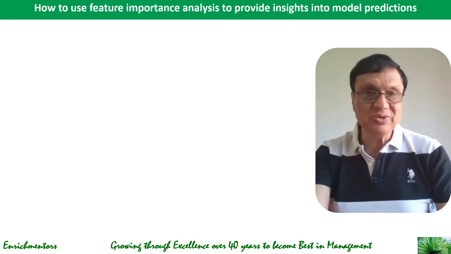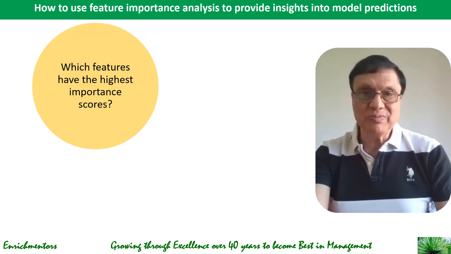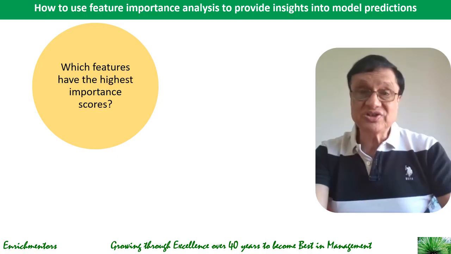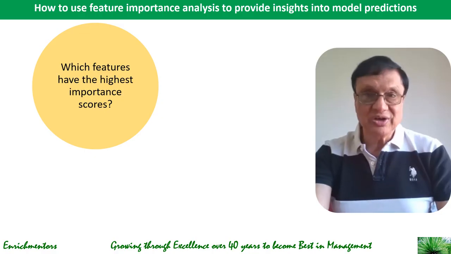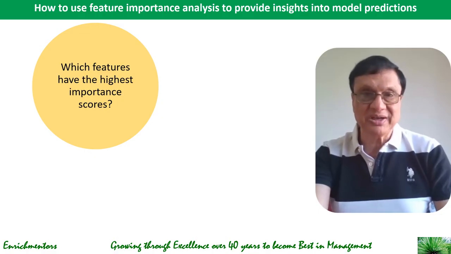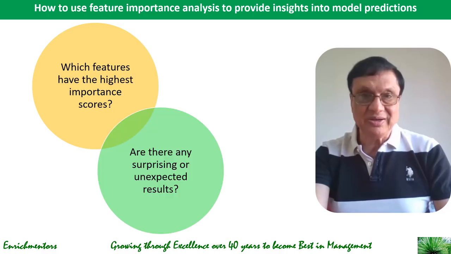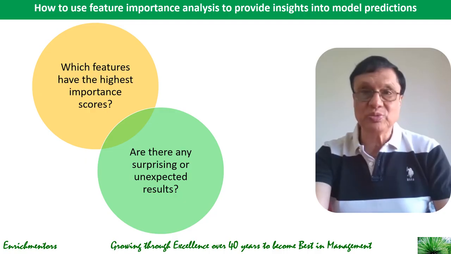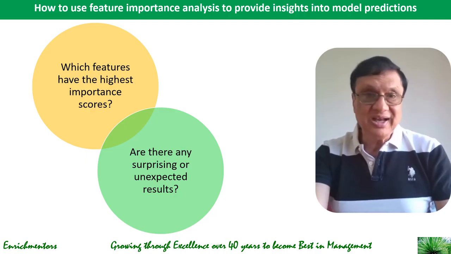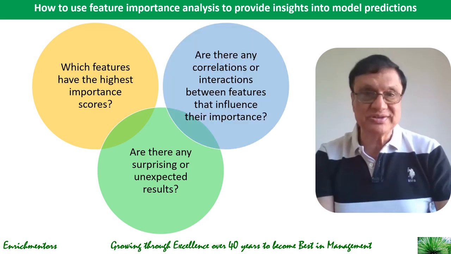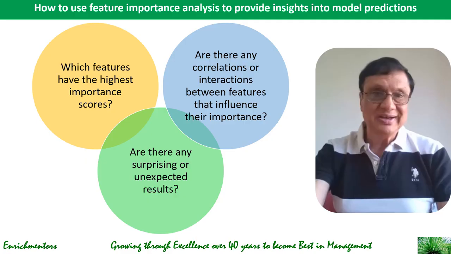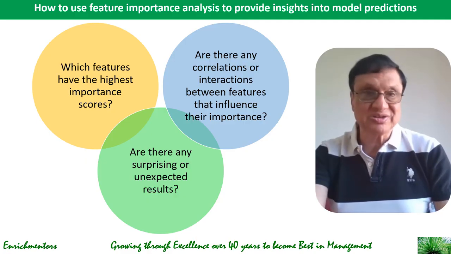The first question that you need to ask is, what features have the highest importance scores, which are at the top of the feature list? These are the most influential features in making predictions. The second thing that you can ask is, are there any surprising or unexpected results? For example, are there features with low importance scores that were expected to be important? Then the last thing you can ask is, are there any correlations or interactions between features that influence their importance? So like this, you can interpret the insights by asking these questions.